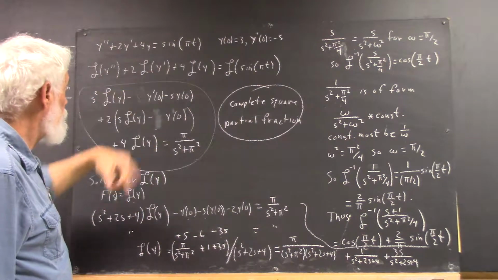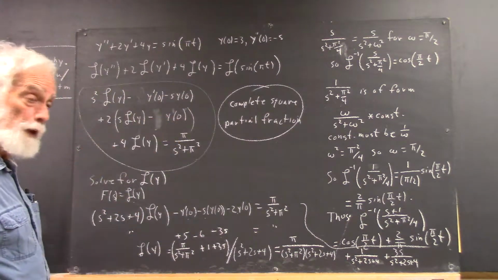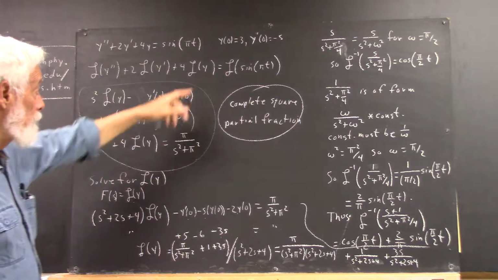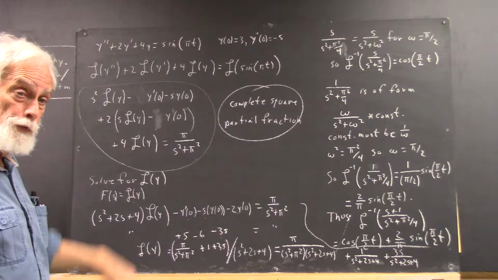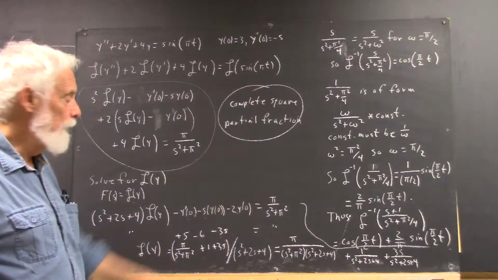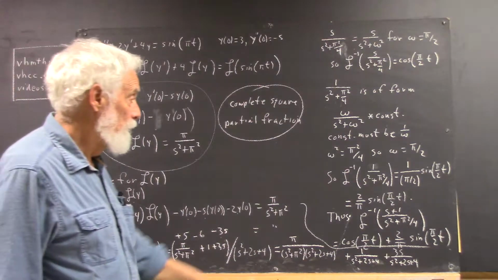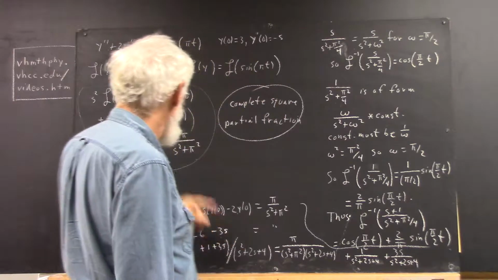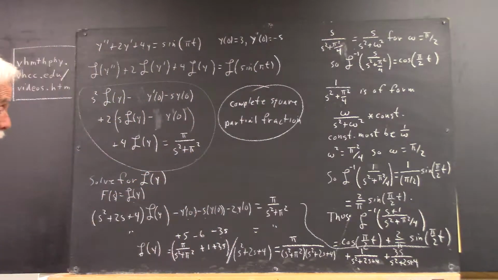And the Laplace transform of y prime is s L of y minus y of 0. Okay, and you have 2 times that. And the Laplace transform of y, of course, is the Laplace transform of y. And the Laplace transform of the sine of pi t is omega over s squared plus omega squared. Omega is equal to pi, so it's pi over s squared plus pi squared.